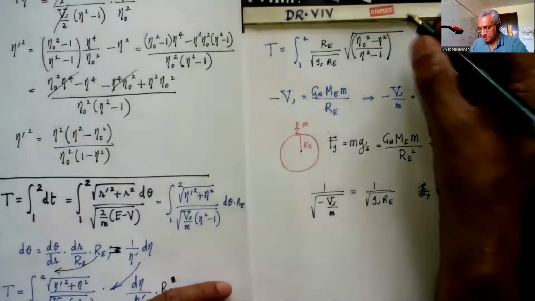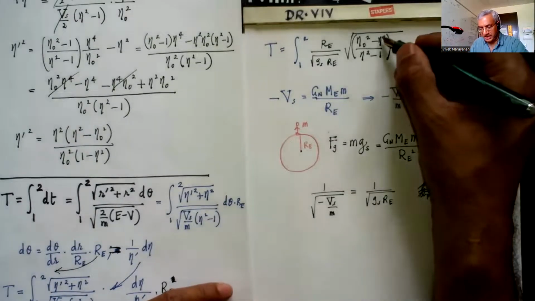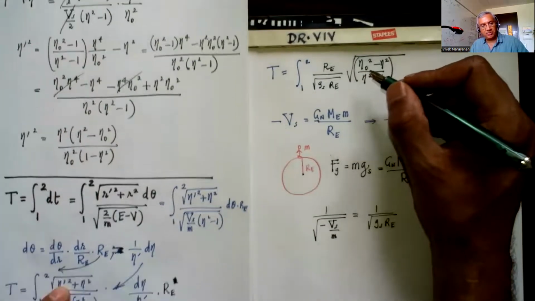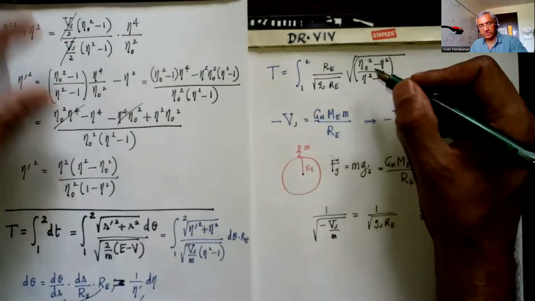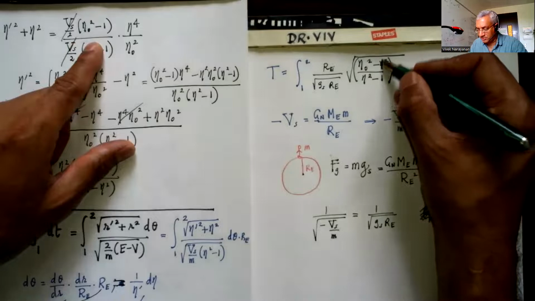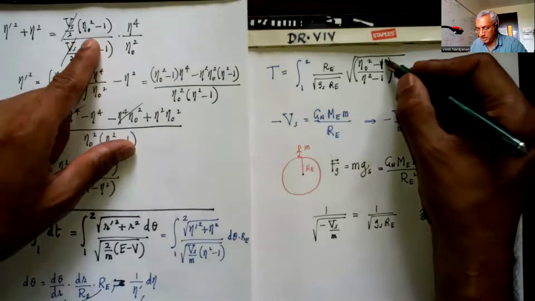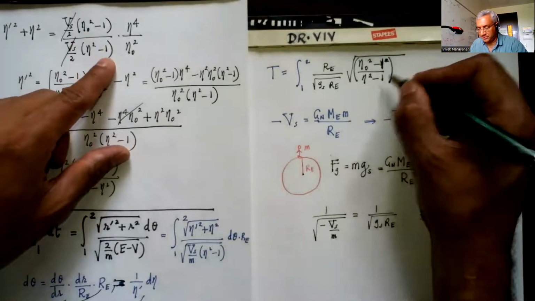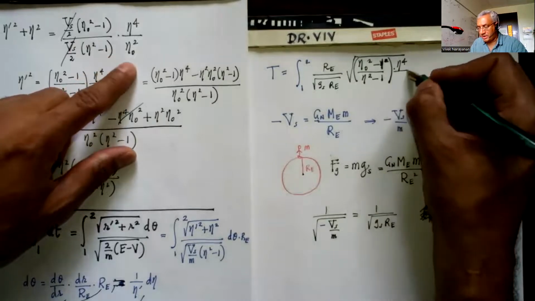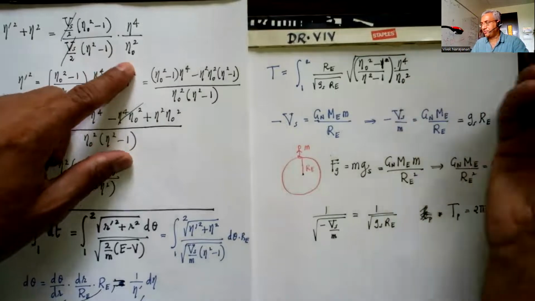Actually, excuse me, I should have put 8. I'm going to just do eta prime squared plus eta squared, which is this one, not this one. So I looked at the wrong place. So that's eta naught squared minus 1 divided by eta squared minus 1 times eta to the 4 over eta naught to the power squared.